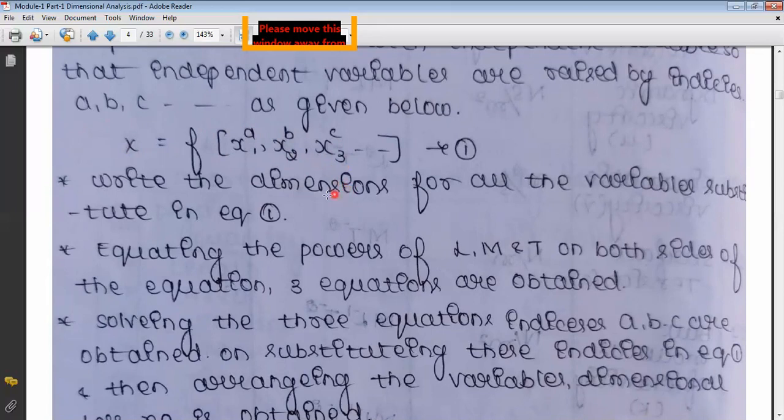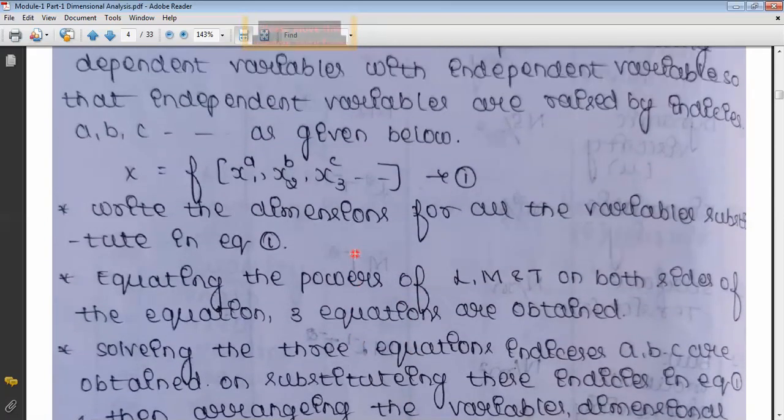Then you write the dimensions of all the variables on both the left hand side as well as the right hand side. You equate the powers of L, M and T on both sides separately. You'll get 3 more equations. Solve those 3 equations, you'll get the unknown values A, B and C. You substitute in this equation and rearrange the terms, you'll get the final expression. This is your Rayleigh method.